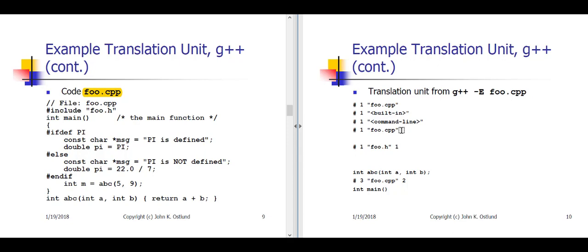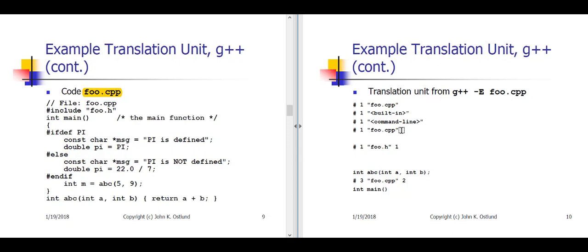The next two lines, # 1 built-in, # 1 command line, frankly I'm not sure what the # 1 built-in is about. # 1 command line is apparently indicating that I ran this compiler from the command line, which I did. And then the fourth line in the translation unit says # 1 foo.cpp. That means to the compiler, dear compiler, this next line of source code that I'm about to show you is line 1 from the foo.cpp file.